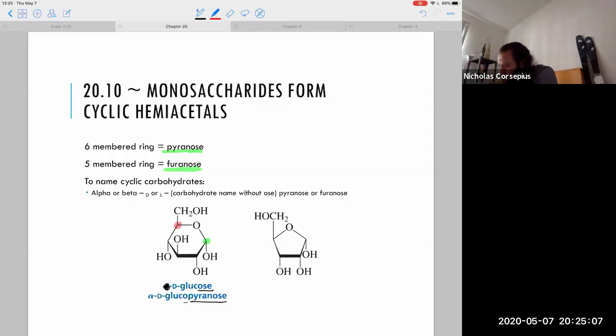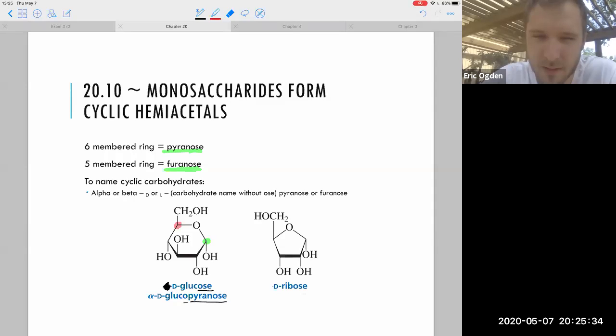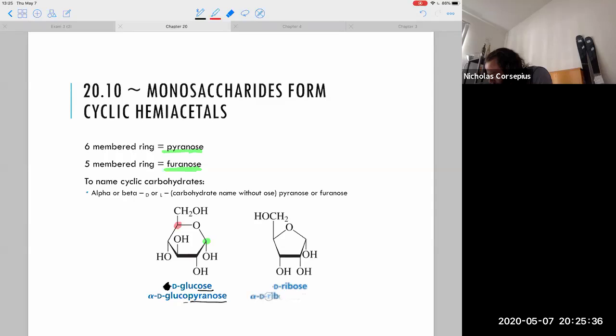But yes, and then I guess I should have erased this alpha here, because when it's in its straight chain, it doesn't have an alpha or beta notation, right? It's only when it is in that closed ring form that it would be alpha or beta. So here, this sugar is D-ribose. All right, so now that it's in its closed chain form, is it alpha or beta? Alpha. So this is alpha now because that OH group is down. And now it goes from being ribose to ribofuranose.